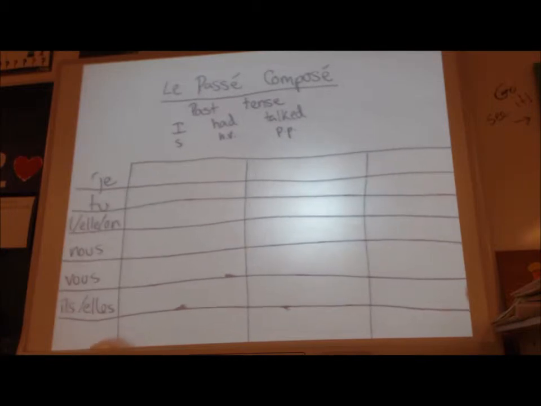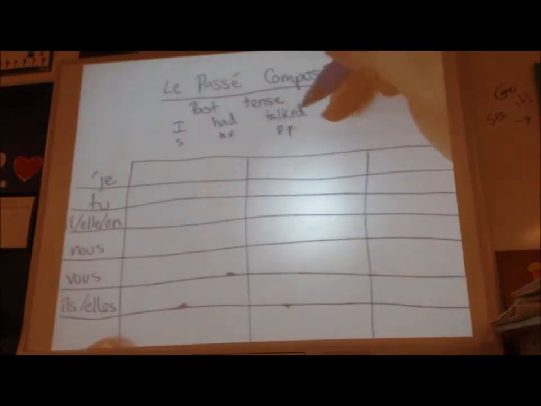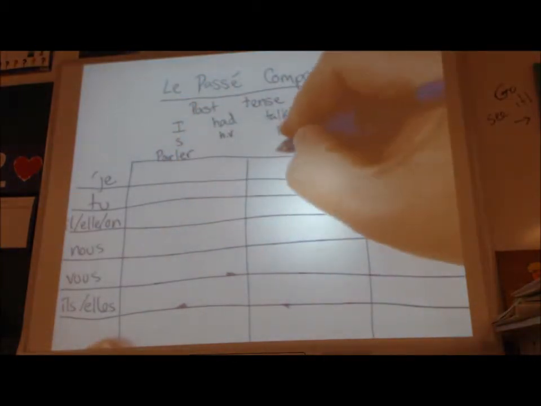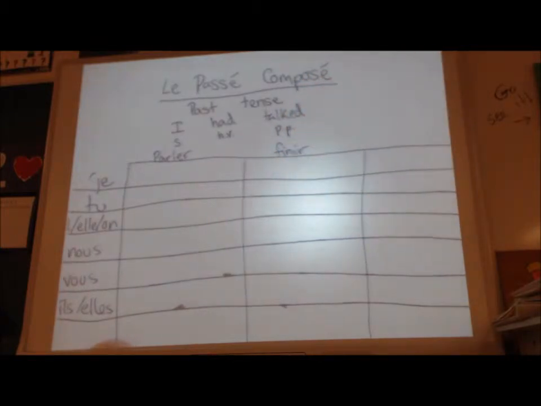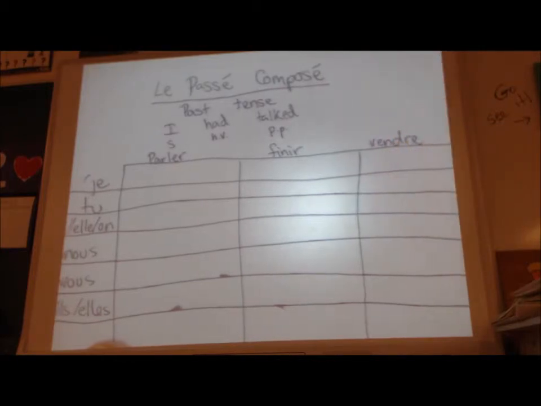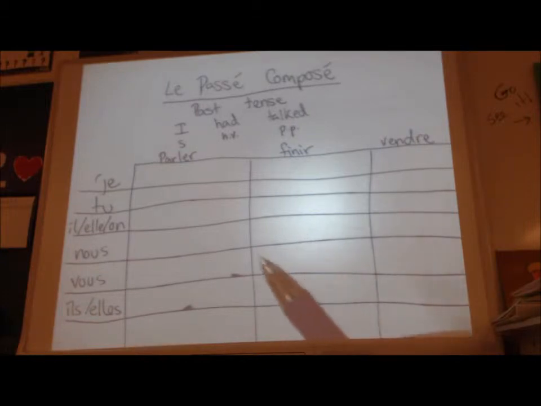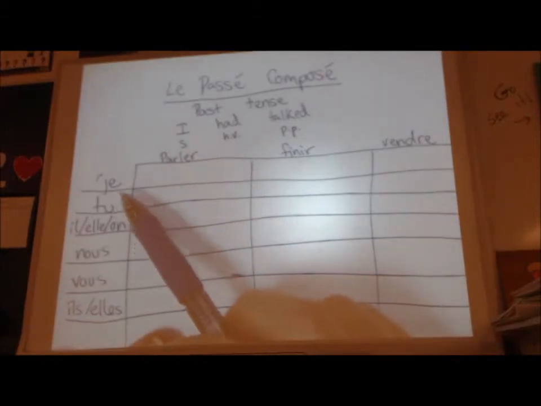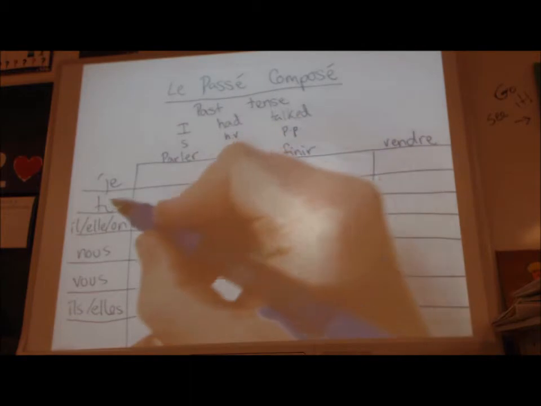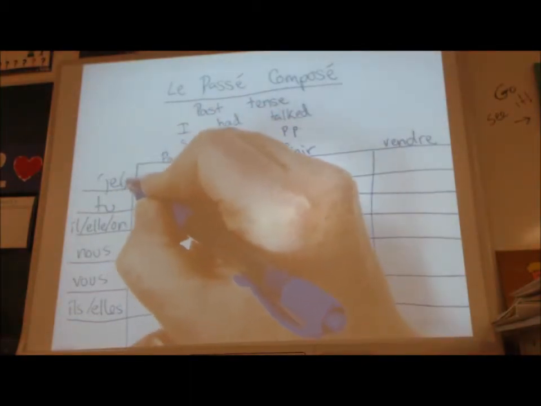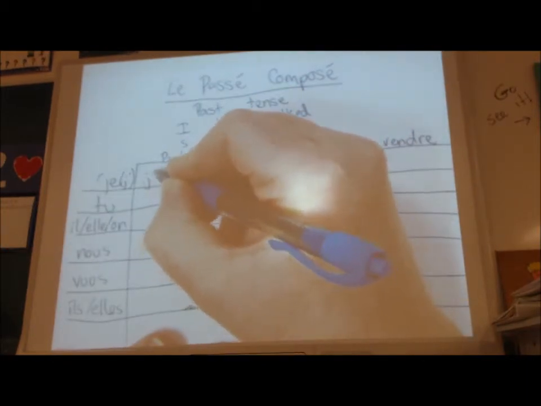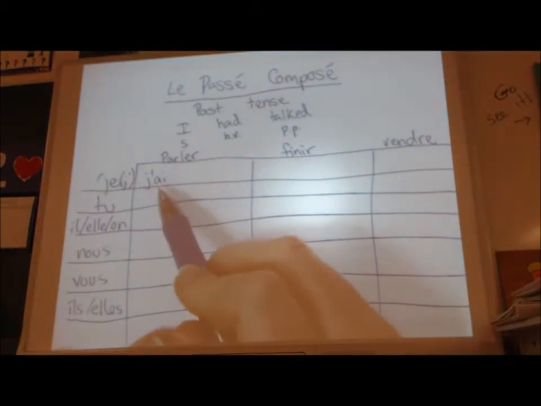Okay, so here's how these verbs work. We're going to pick a very common ER verb. Let's go with parler. A very common IR verb, we'll go with finir. And then a common RE, we'll go with vendre. You have, of course, the subject, which is je. The verb to have in French is avoir, and that's actually what you use. So for je, it actually is going to be with a J apostrophe: j'ai, so there's your avoir conjugation.